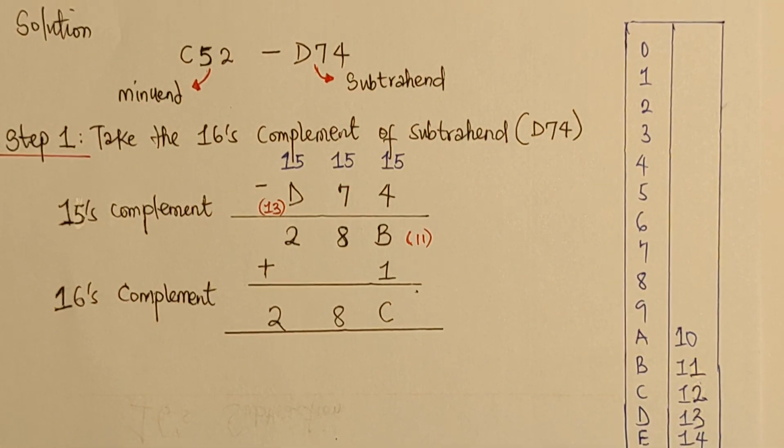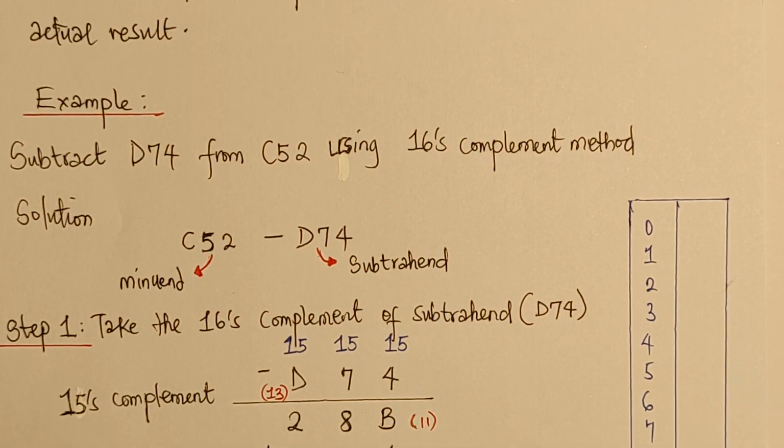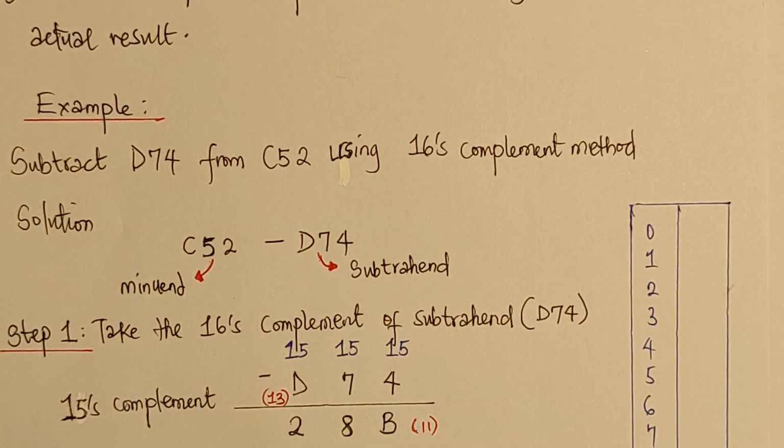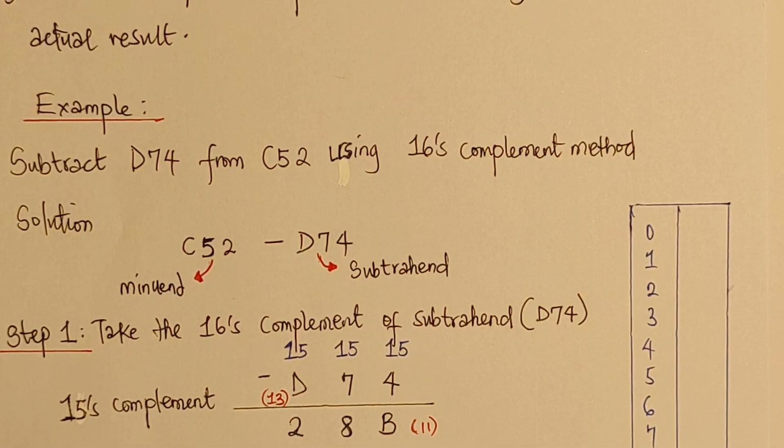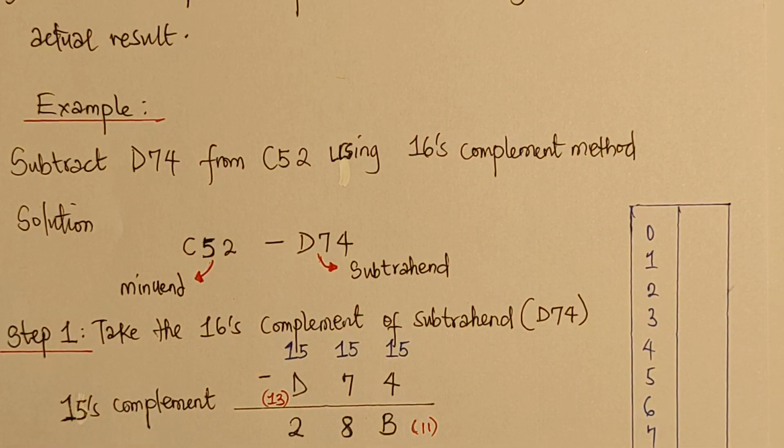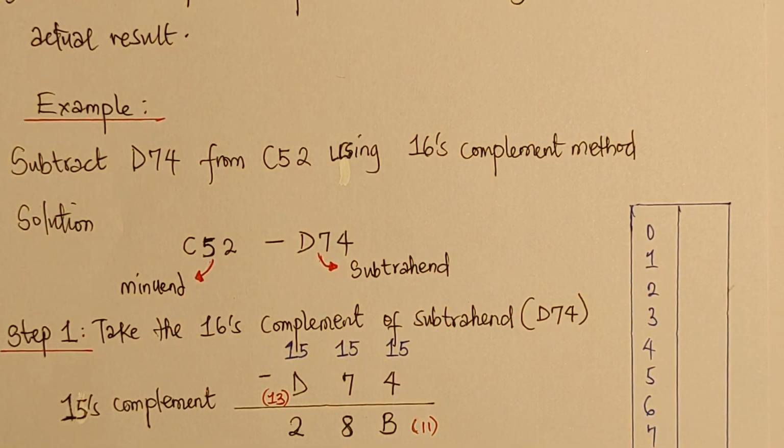So we have 15 minus 7, which becomes 8. And 15 minus D, D in this case is 13, becomes 2. Remember, in this question, we are asked to find the 16th complement, not the 15th complement. If you leave your answer in the 15th complement and proceed with other steps, my dear, you're going to fail. Okay, so let's proceed with the 16th complement.